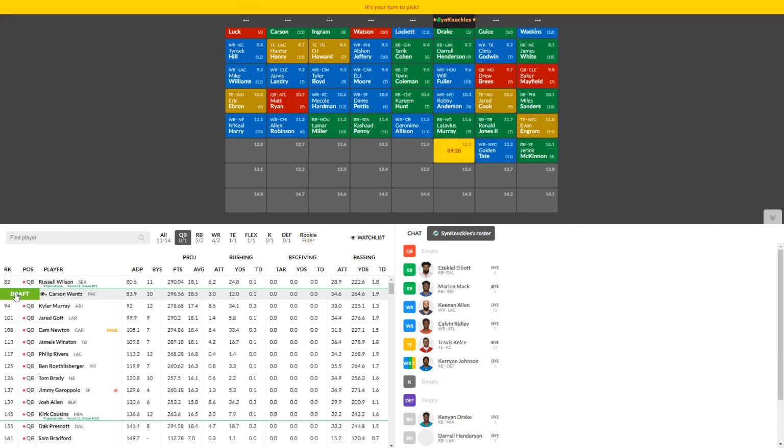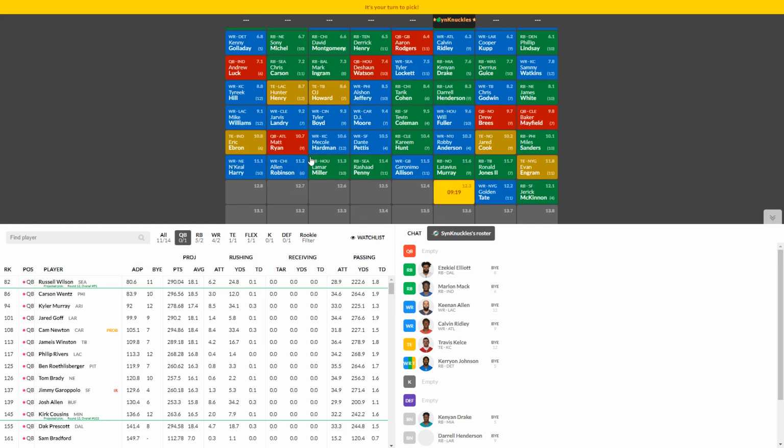And Cam Newton is injured now, so I don't think that is a good look. Usually, Russell Wilson isn't available. Usually, Russell Wilson's picked ahead of guys like Matt Ryan. But we're going to go Russell Wilson. He runs, and that's a big advantage.